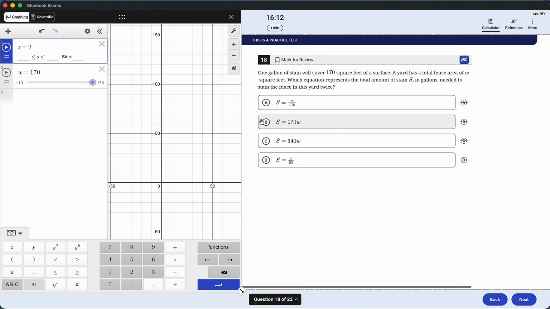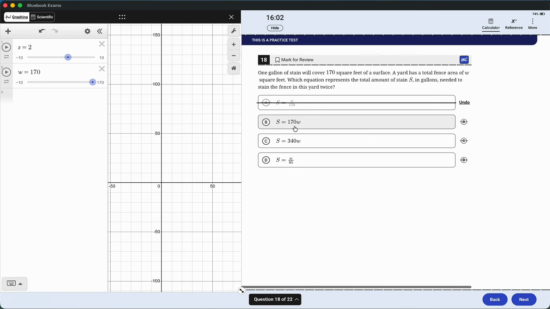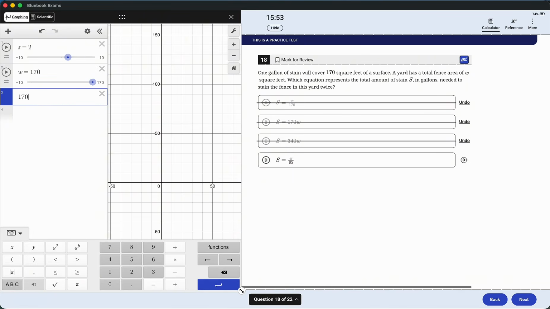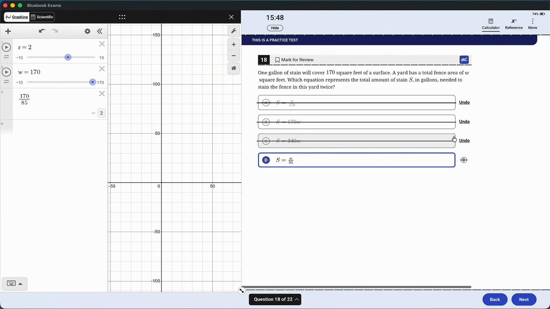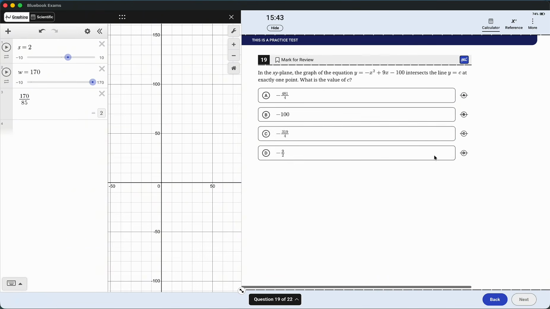So you see, now I can test this, right? I want to plug in the value for W, and I know that I should get a result of 2, right? So it's not going to be A, that's the trap answer. It's definitely not going to be B or C, right? You plug in 170 times 170 or 340 times 170, it's going to be huge numbers, but it's going to be D, right? Because you see, if I plug into that, 170 over 85 is going to give me my 2. So hopefully that makes sense. If you understand that, it's an easy way to figure out the correct equation just by plugging in a point.